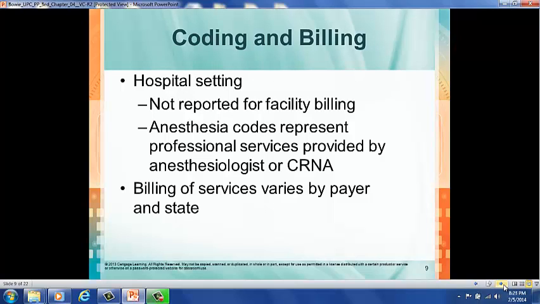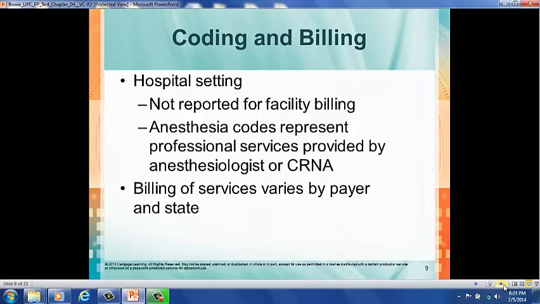In the hospital setting, anesthesia codes are not reported because the anesthesia codes represent the professional services provided by the anesthesiologist or CRNA. Anesthesia codes are used to report the professional services of the provider who anesthetized the patient. If the hospital is billing for the professional services of the anesthesiology staff, the anesthesia codes are used.